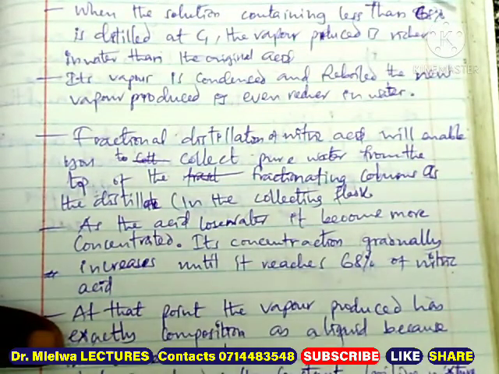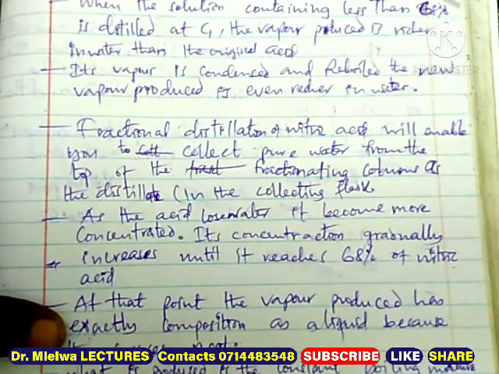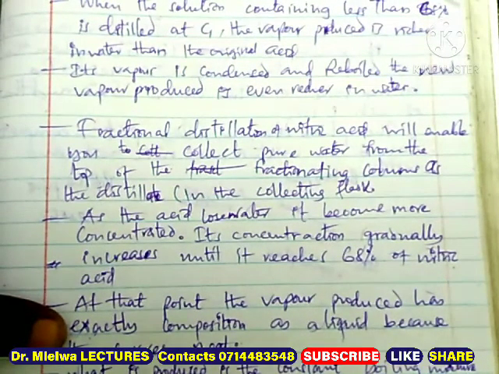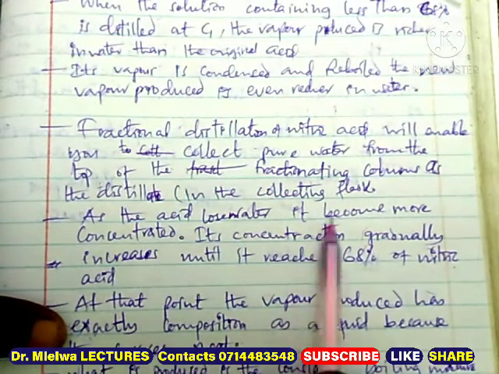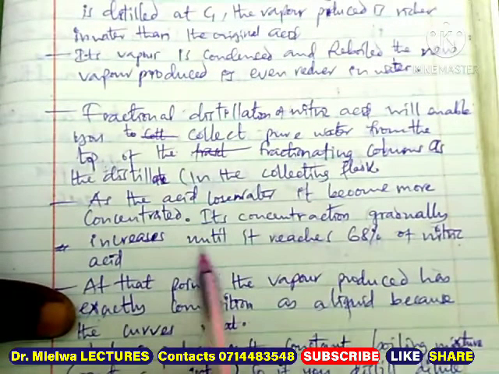So kilichopo hapa ni kwamba tutapata pure water kama nani? Kama distillate kwenye collector, lakini residue yetu tutakuwa ni azeotropic mixture. So as the acid loses water, it becomes more concentrated. Its concentration gradually increases until it reaches 68% of nitric acid.